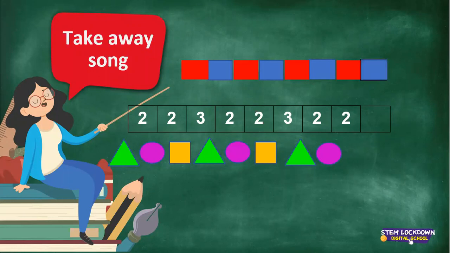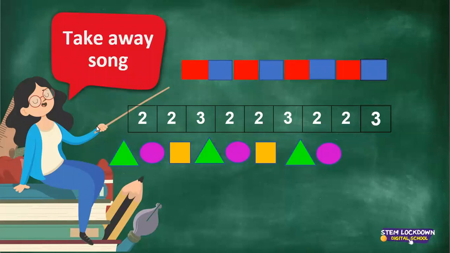2, 2, 3. 2, 2, 3. 2, 2. What comes next? Ah, what will it be? What comes next? The number is 3.